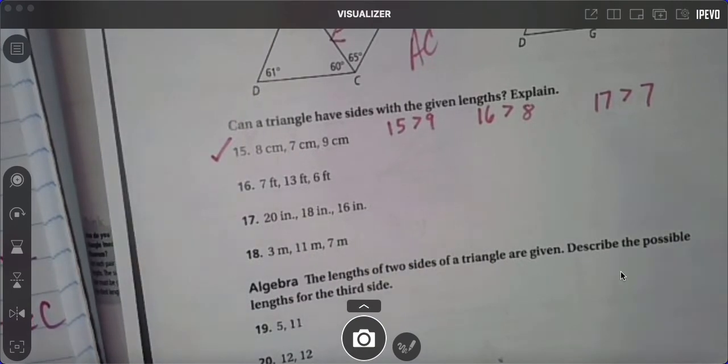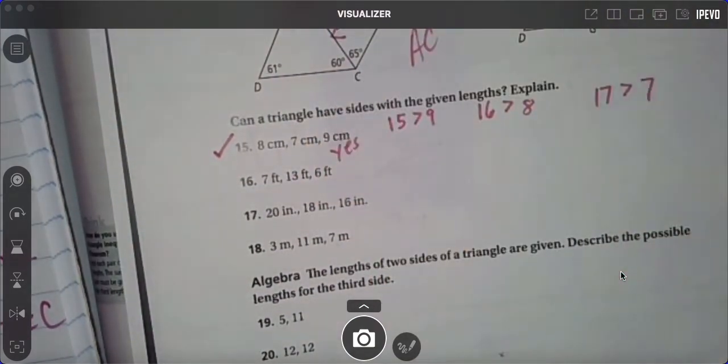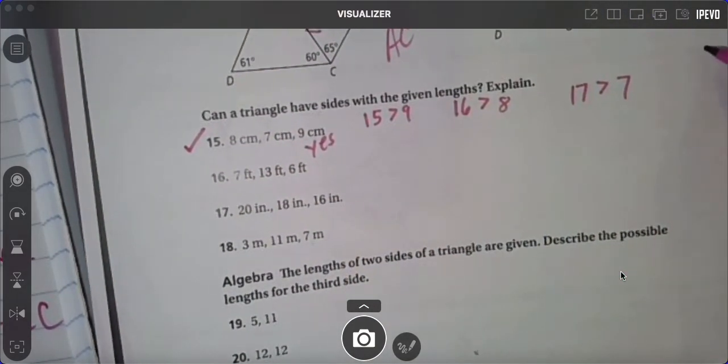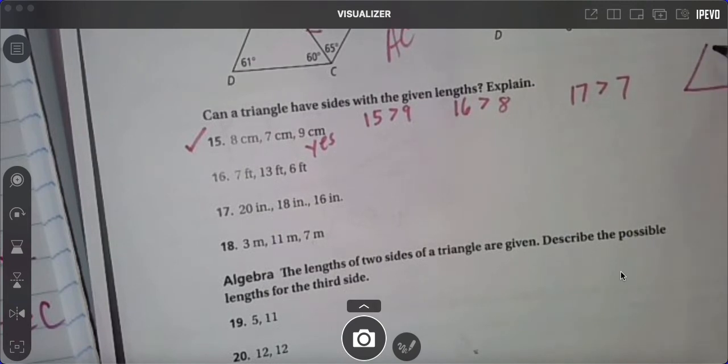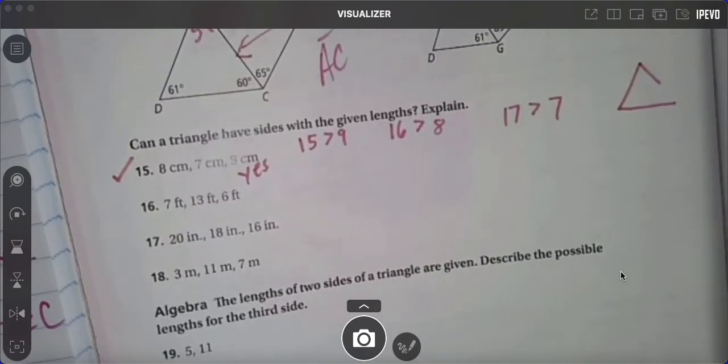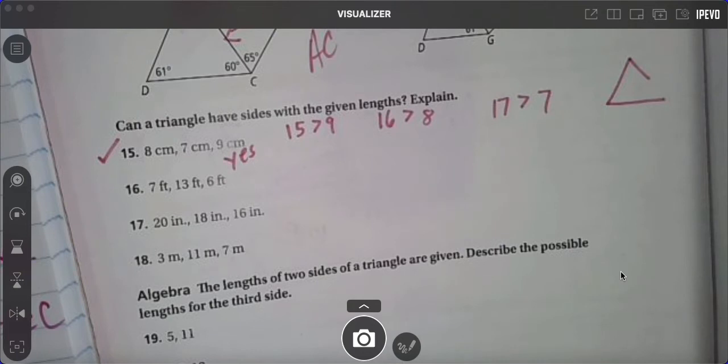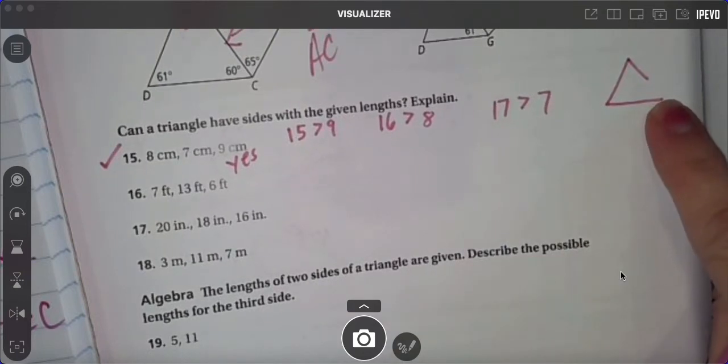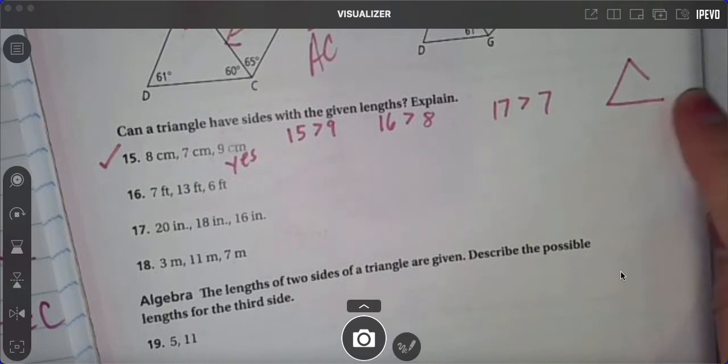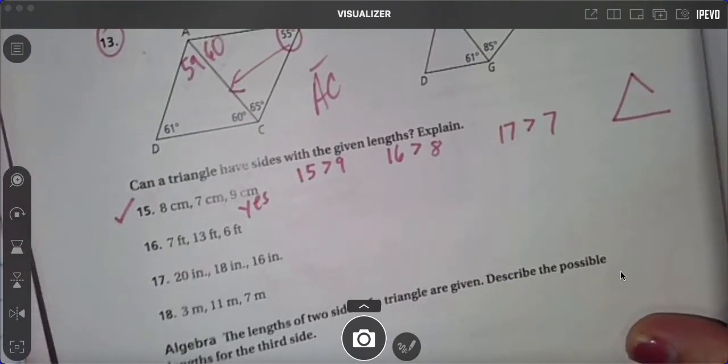Number 15, yes, however you want to write it. Yes, check mark, whatever. If it doesn't work, what you end up with is this. Like maybe a side wasn't long enough. Okay? And that does not make a triangle. We're doing number 16. Right? Yeah, so we're going to do 16.